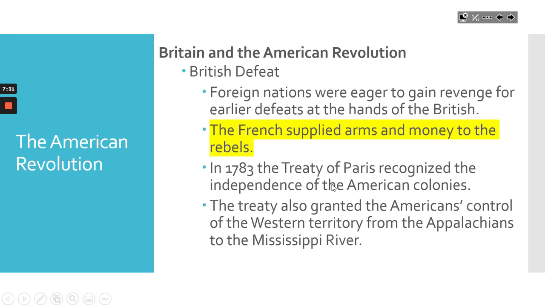And then America, or the colonies, also was able to gain a lot of territory west of the Appalachian Mountains, towards the Mississippi River, which we now know as Louisiana, Mississippi, all of those states. Okay. And that's number 3.